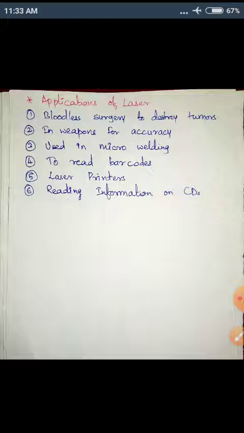The second point, lasers are used in weapons for accuracy. We all know that lasers are used in weapons to improve accuracy. They are also used in micro welding. Conventional welding we all know, but what if the metal to be welded is of the micro scale? Can you heat it in the normal way? No. For that purpose we use lasers. When we focus a laser at one particular point, enormous heat is created and that heat melts the metal. Since laser can be sharply focused, it is used in micro welding.